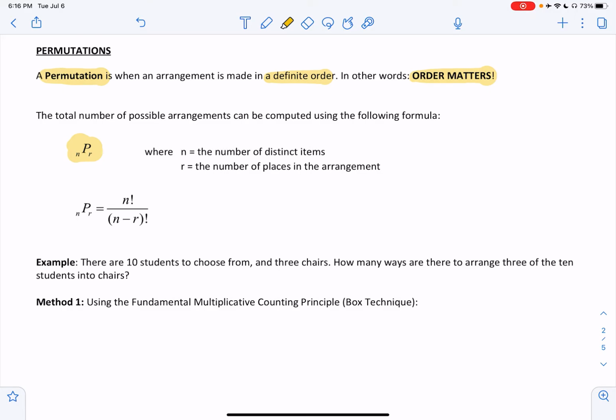Now, there's a button on your calculator, but sometimes you will be asked to do it by hand because that is a curriculum expectation. So this is our formula to do it by hand here. n permute r, that's how we say that, equals n factorial divided by (n minus r) factorial. So once you determine n and r, the formula is very, very straightforward. So let's try a couple of examples here.